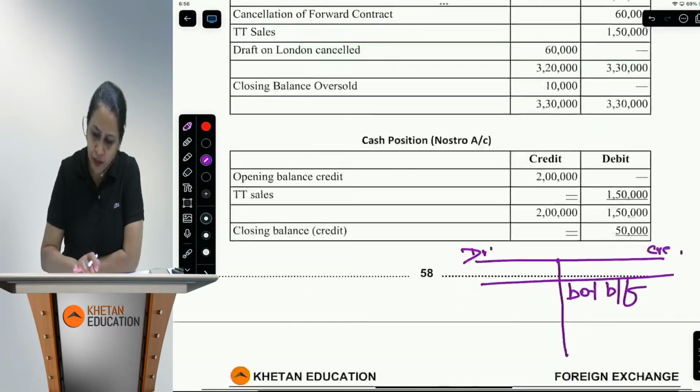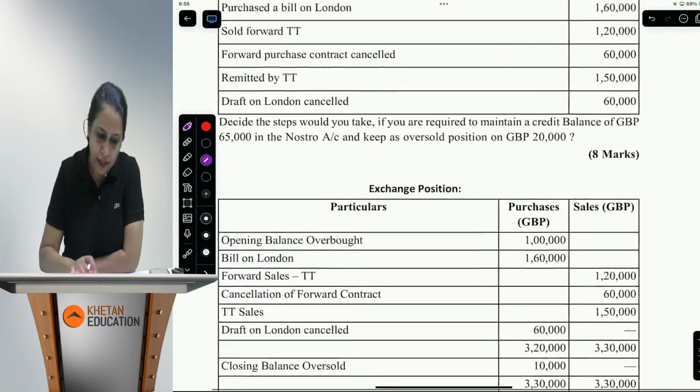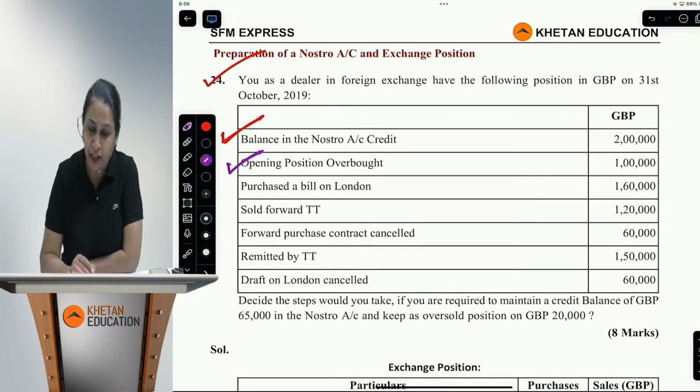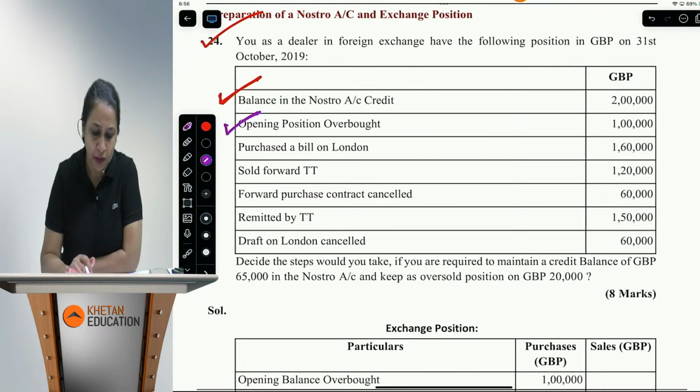2 lakh. Okay, I'll take 2 lakh here. Then what? Then here again they say, this is not relevant from the nostro account, but purchased a bill of London. Is there any cash movement? No, no. Sold forward TT. This is again not a cash transaction. It will mature somewhere in the future, not to be taken in this.